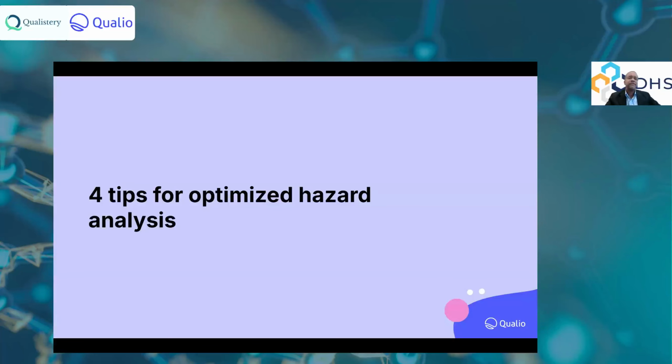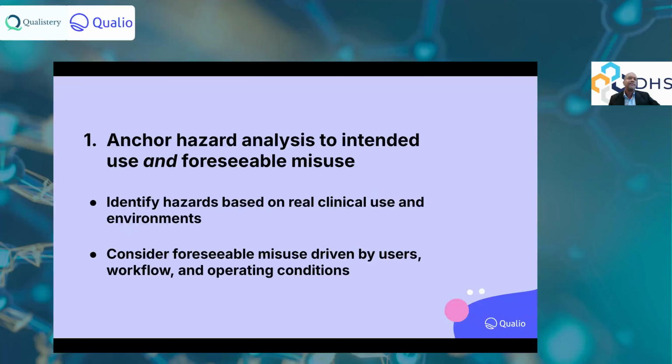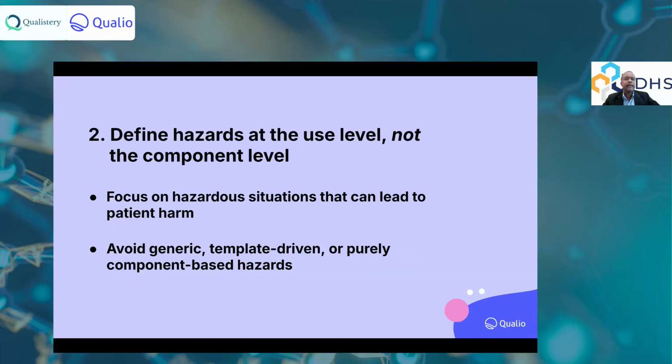Now, I'm going to go through some tips for optimizing hazard analysis, right? So it's a bunch of things I said earlier. You should anchor your hazard analysis to intended use and to foreseeable misuse, both from a design perspective and a usability perspective. You should define hazards at use level, not at component level. Leave it to the FMEA. That's the approach we take.